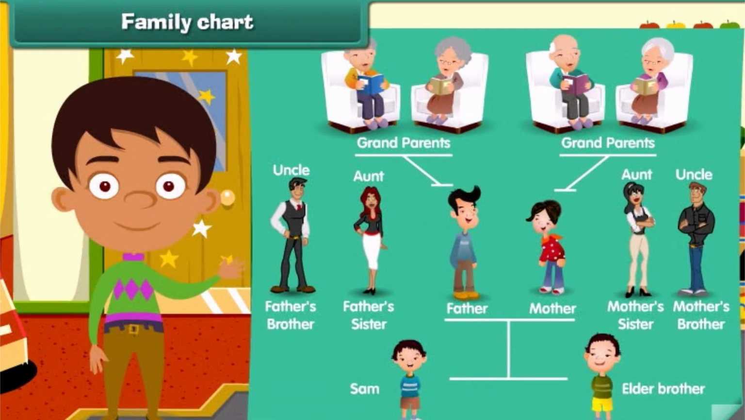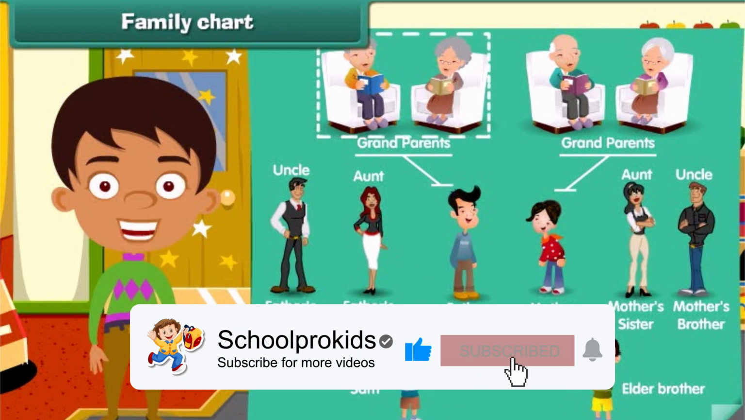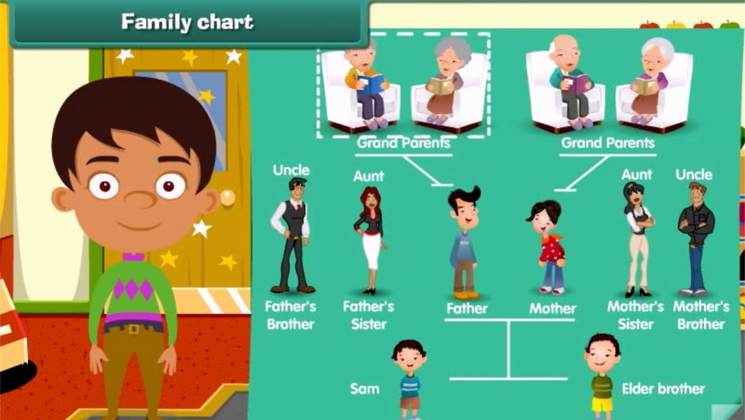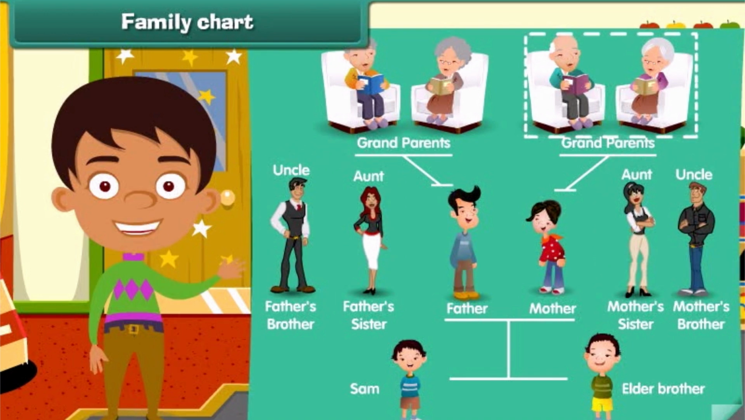Dear, let's look at Sam's family. She is Sam's mother, and he is Sam's father. Look, he is Sam's elder brother. Hey, look here. They are his parental grandparents. Now see, they are Sam's uncle and aunt. And they are his maternal grandparents.